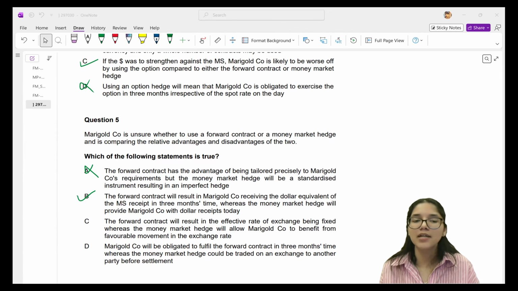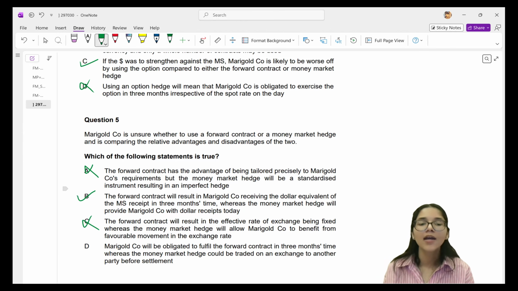The second half of the statement is problematic. Can Marigold Company benefit if it goes in the favor, if they are going ahead with the money market hedge? No. Where is it possible to benefit from the favorable movement in exchange rates? Under which sort of contracts? Under options. Absolutely right. So C statement is also incorrect.